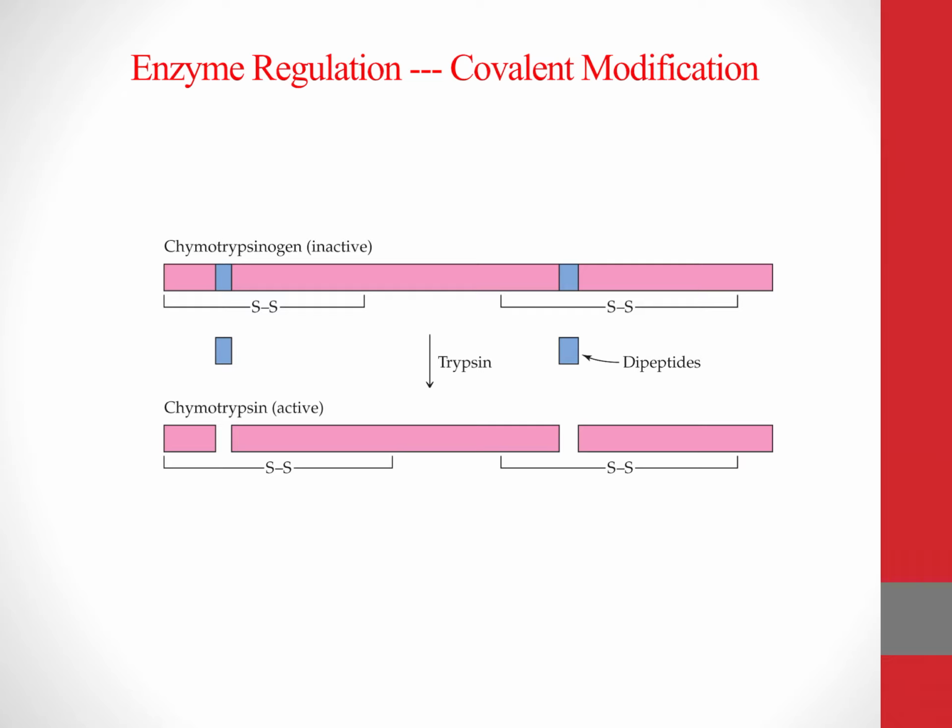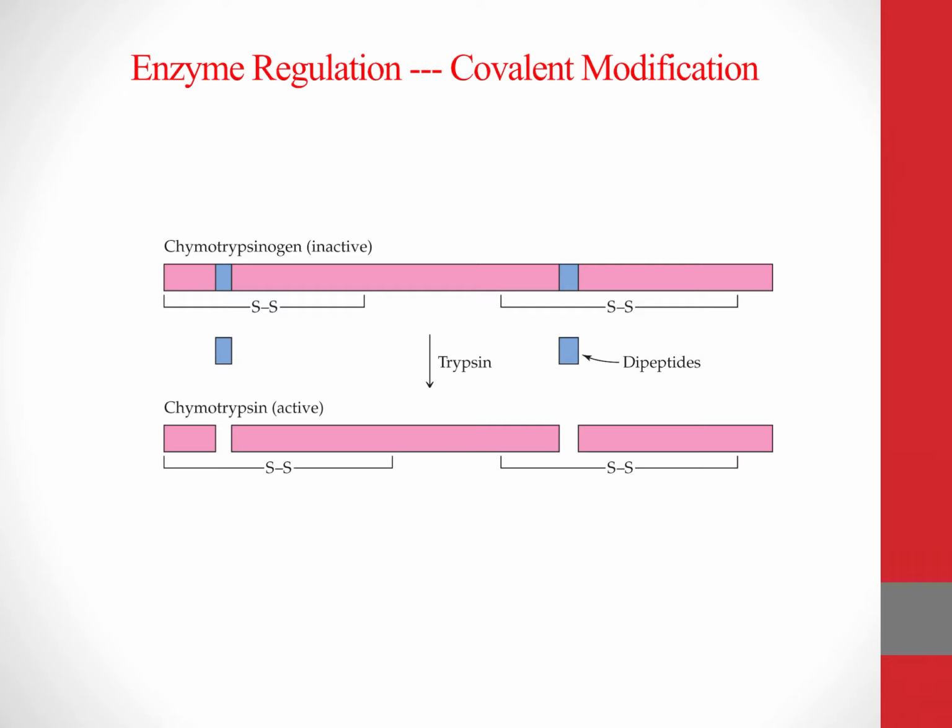We have chymotrypsinogen, and it's an inactive enzyme, and it's a precursor to chymotrypsin. So chymotrypsinogen has to be inactive until it reaches the digestive tract, and then there it will be activated by trypsin.